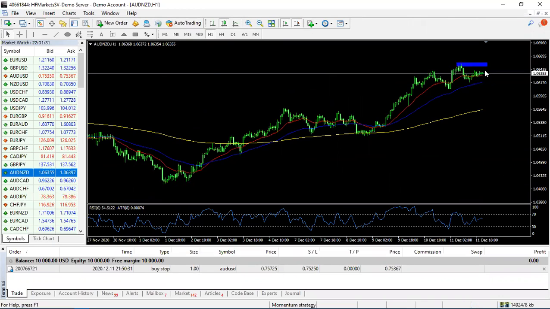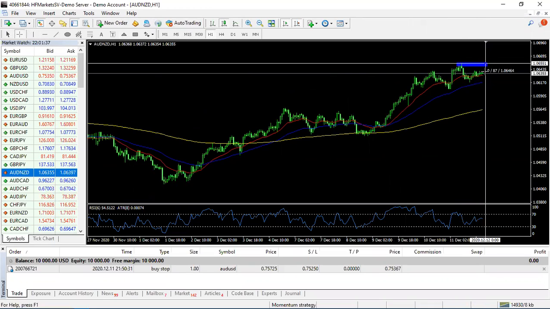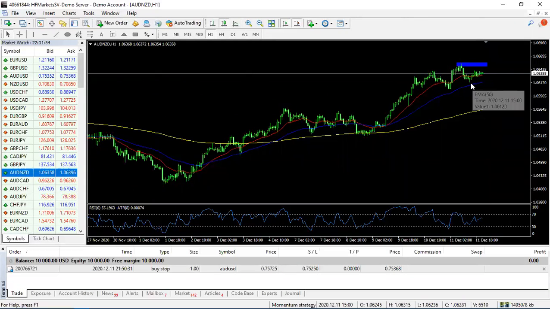Okay, then I'll go with the long position and a stop loss of around 20, 30 pips, depending on the most comfortable one for you. So I'll go with one around here, below this point. I'd go with a 40 pip stop loss. So yeah.